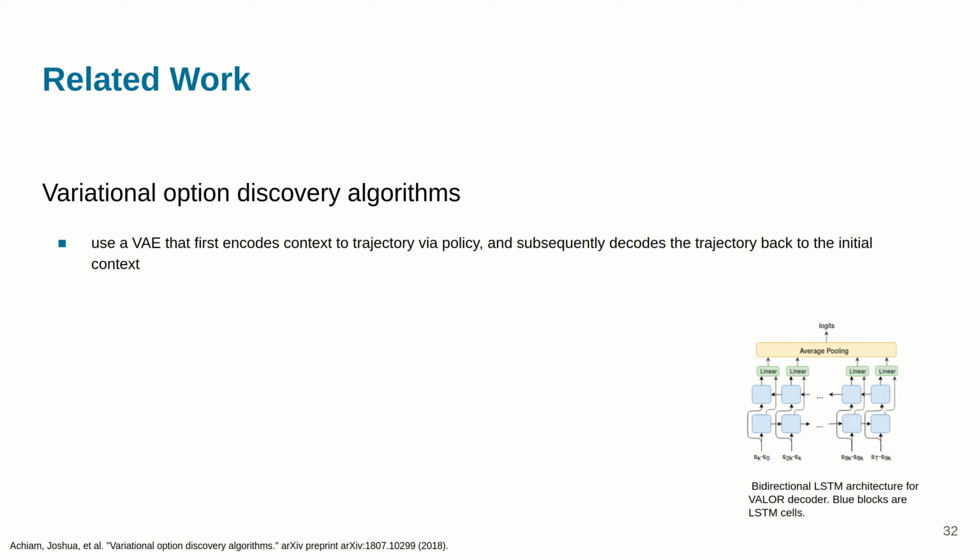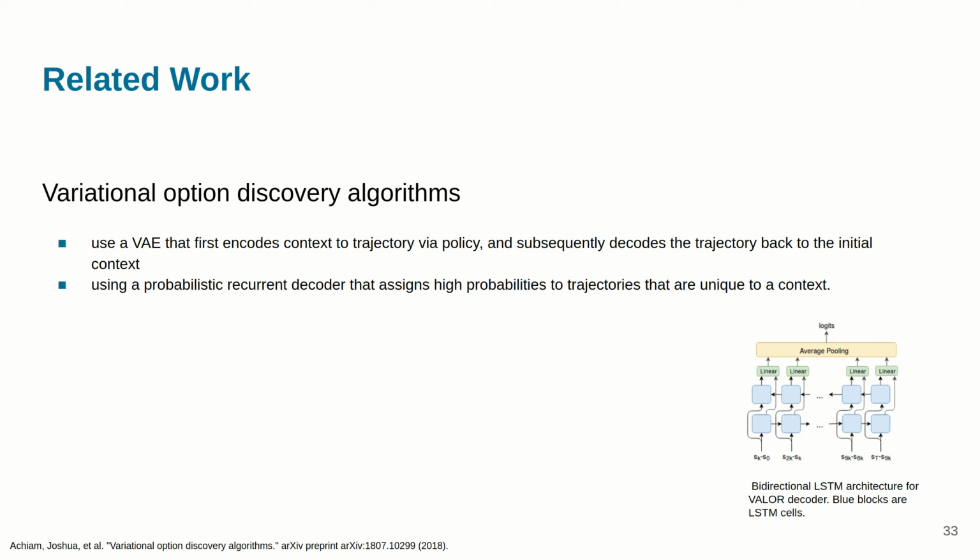And it uses a sequential variational autoencoder, and using a probabilistic decoder, it assigns high probability to trajectories that are from a certain context. This method also assumes that the context variable is known and uses this information as a supervised signal to train the decoder.